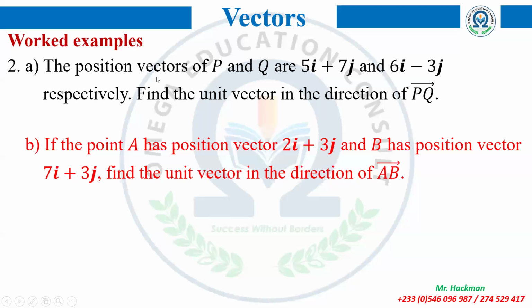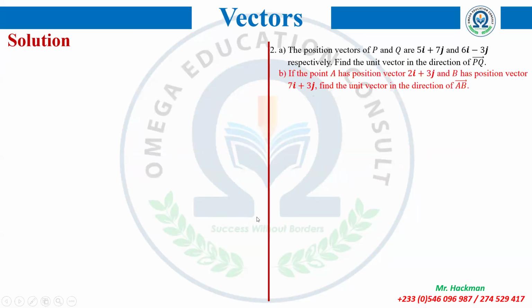Question 2. The position vectors of P and Q are given, so these are the vectors of these points. When you are extracting, you extract in the vector form, not in the point form. Then find the unit vector in the direction of PQ. Now let's see how best we can present our solution for this particular one. Please be very attentive. You see the difference between this one and the first set of questions that we saw.